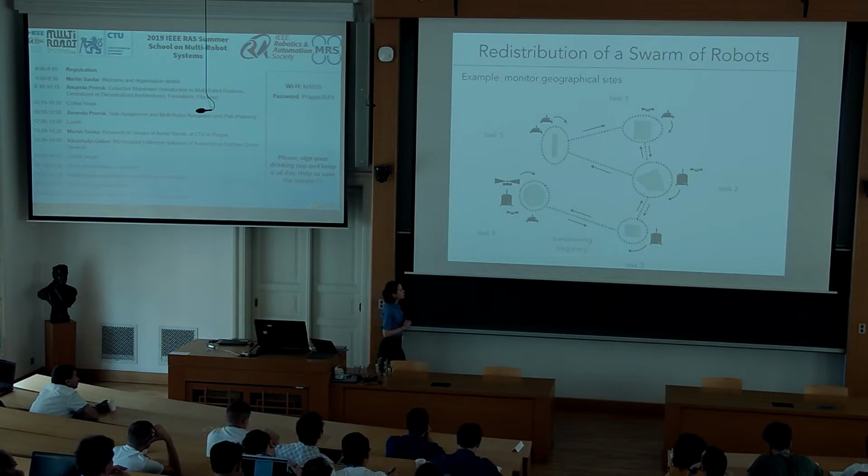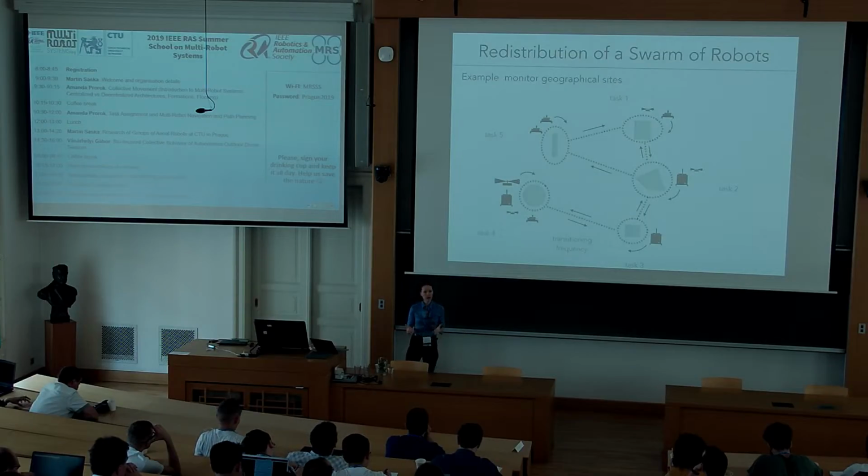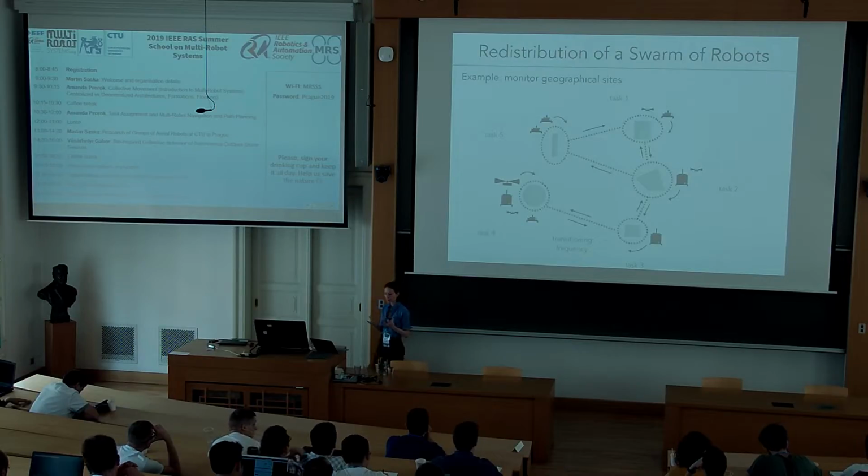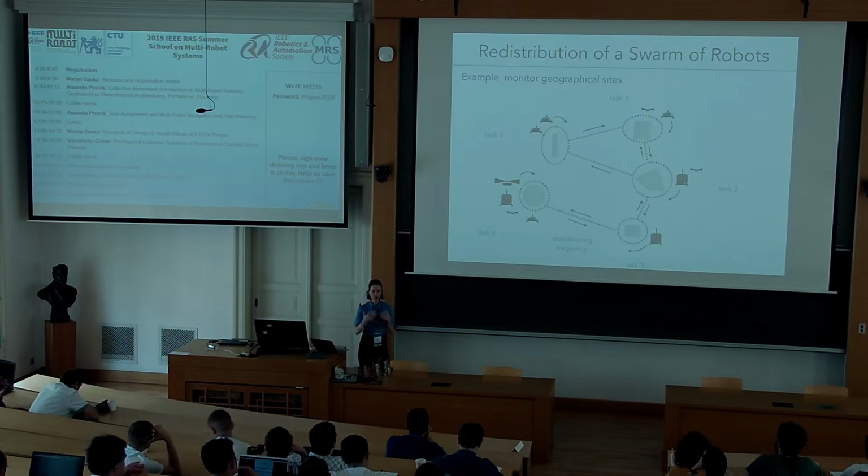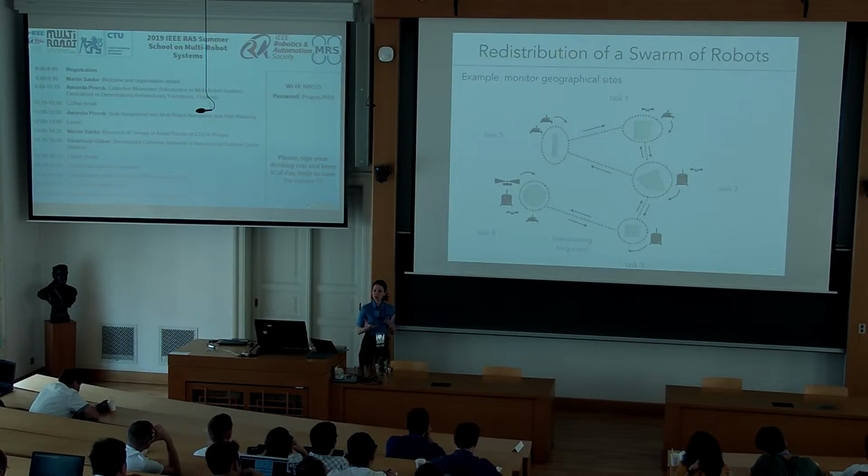So what we're going to do here is consider that we have 5 locations in space, and we're going to imagine that this is a geographical monitoring problem where I need to have robots survey these different buildings, and I need to have them go around these buildings continuously to provide information about what's happening there.